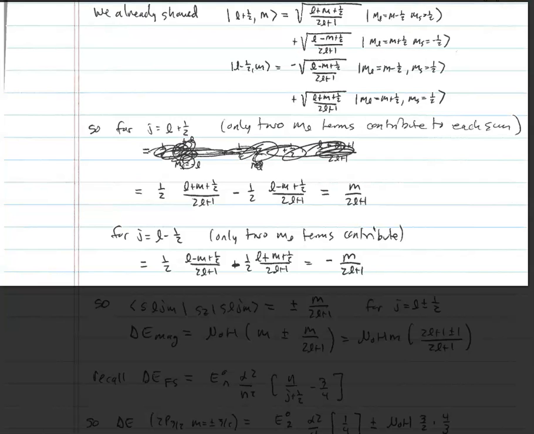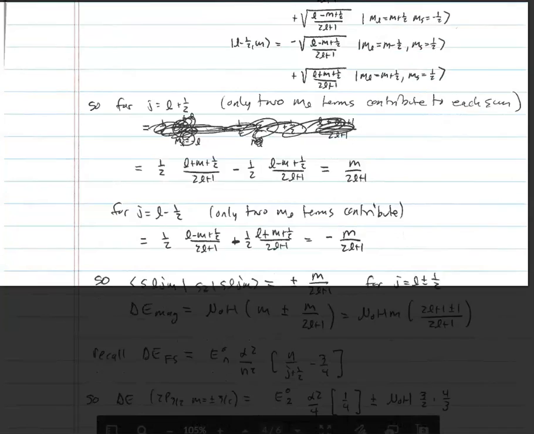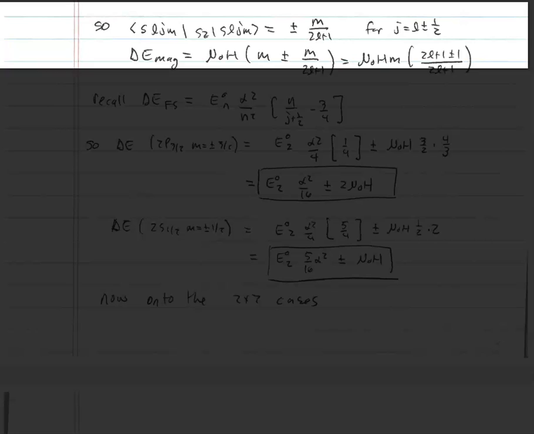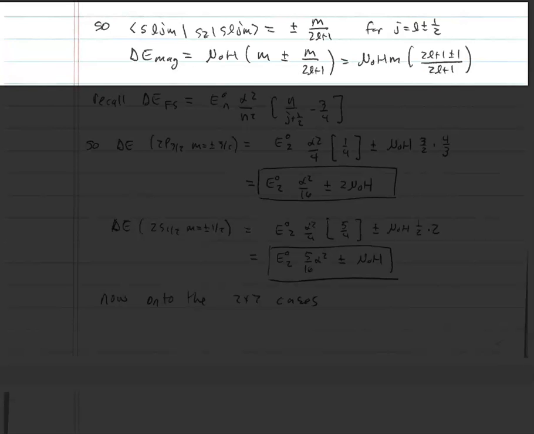So now we can summarize what we're going to get when we put that together with the result that we had before. The result we had before was an m. So I now have to add an m plus or minus m over 2L plus 1. You see I can factor the m out of that, and what I'm going to get is 2L plus 1 plus or minus 1 over 2L plus 1.